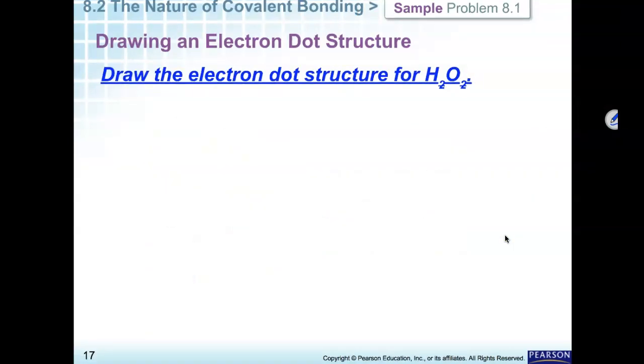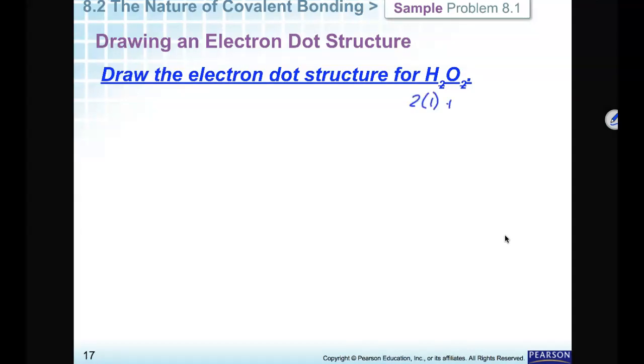So I'd like you to draw the electron dot structure for H2O2. First step, I'm going to take 2 and 2. I have 2 of both of those atoms. That's where the 2's came from. And the 1 and the 6 came from the valence electrons.